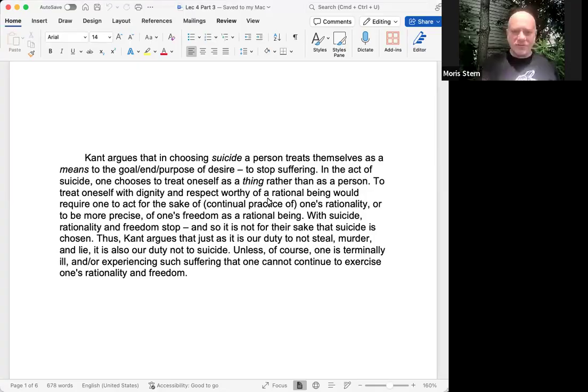Thus, Kant argues that just as it is our duty to not steal, murder, and lie, it is also our duty not to commit suicide. Unless, of course, one is terminally ill and experiencing such suffering that one cannot continue to exercise one's rationality and freedom.